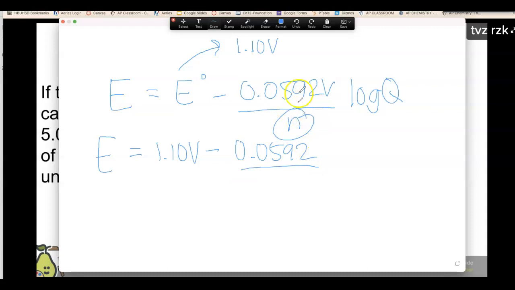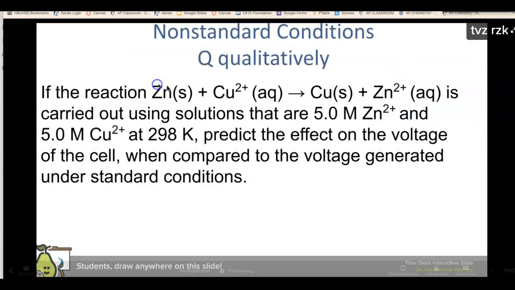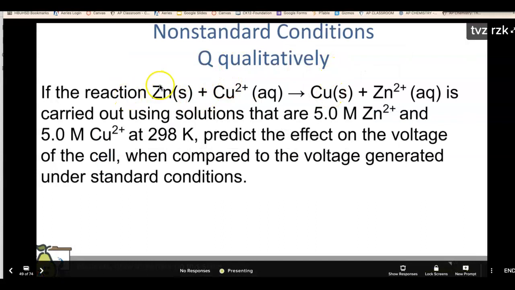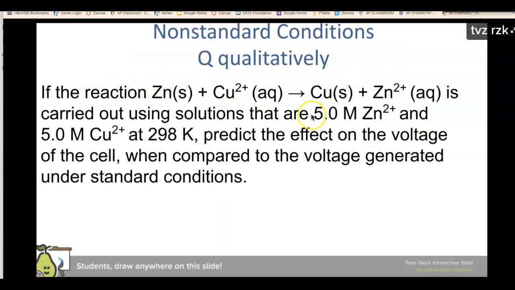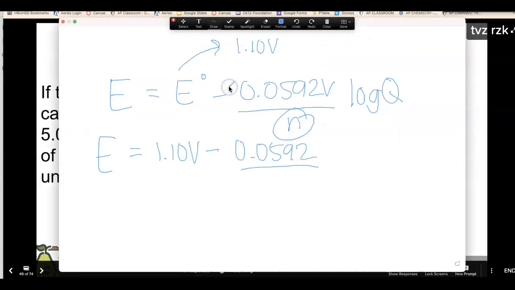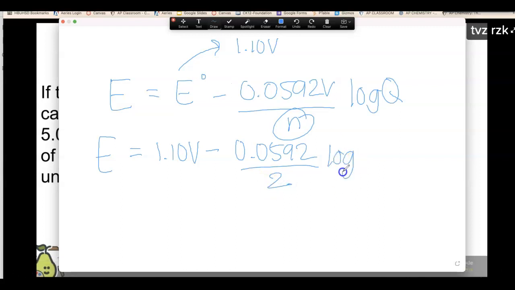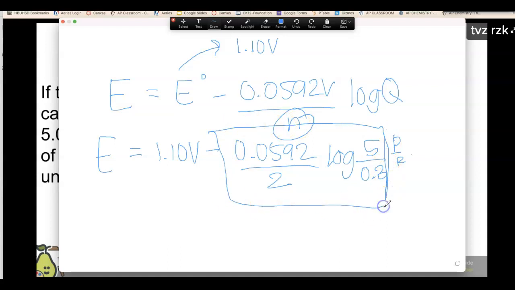Now, the moles of electrons are actually easy on this one. This is +2, and this is losing 2, this is gaining 2, so it's 2. They're both the same, so it's 2 moles of electrons for the n. That's what goes down here. It's moles of electrons. Log of Q. Well, Q is products over reactants. My product is 5 molar. My reactant is 0.3 molar, right? So I would just calculate this whole number out and then subtract it from 1.1.